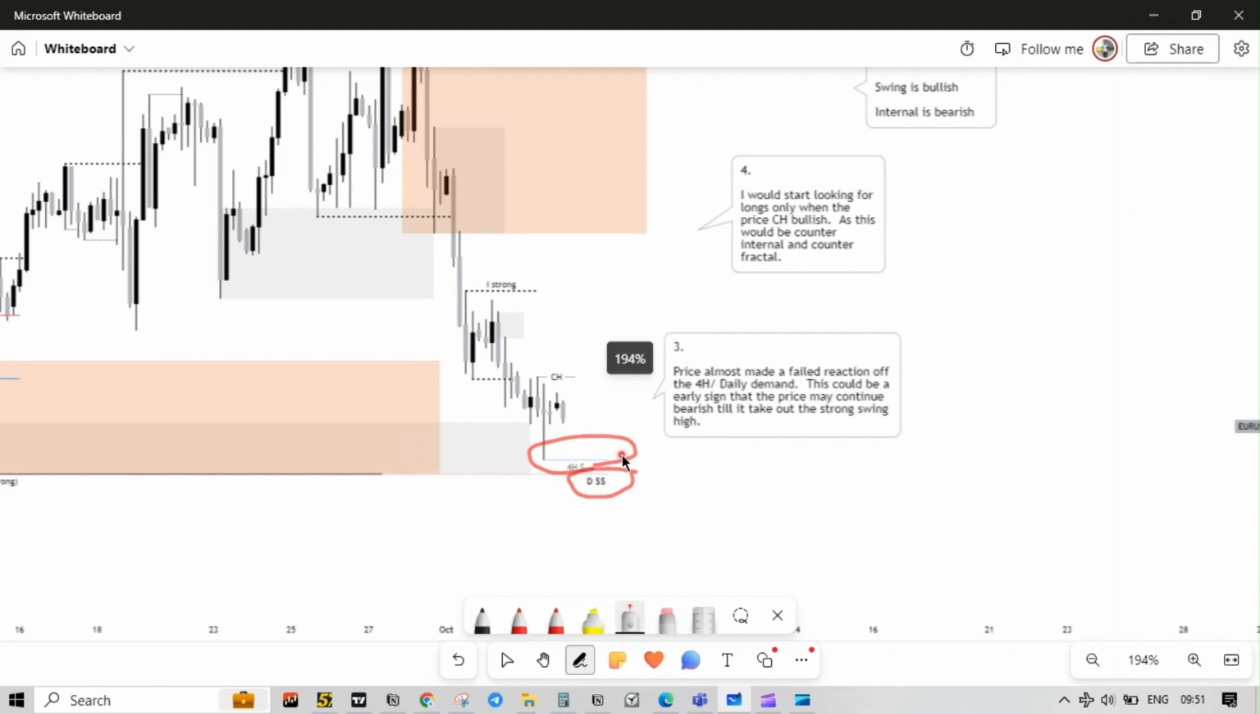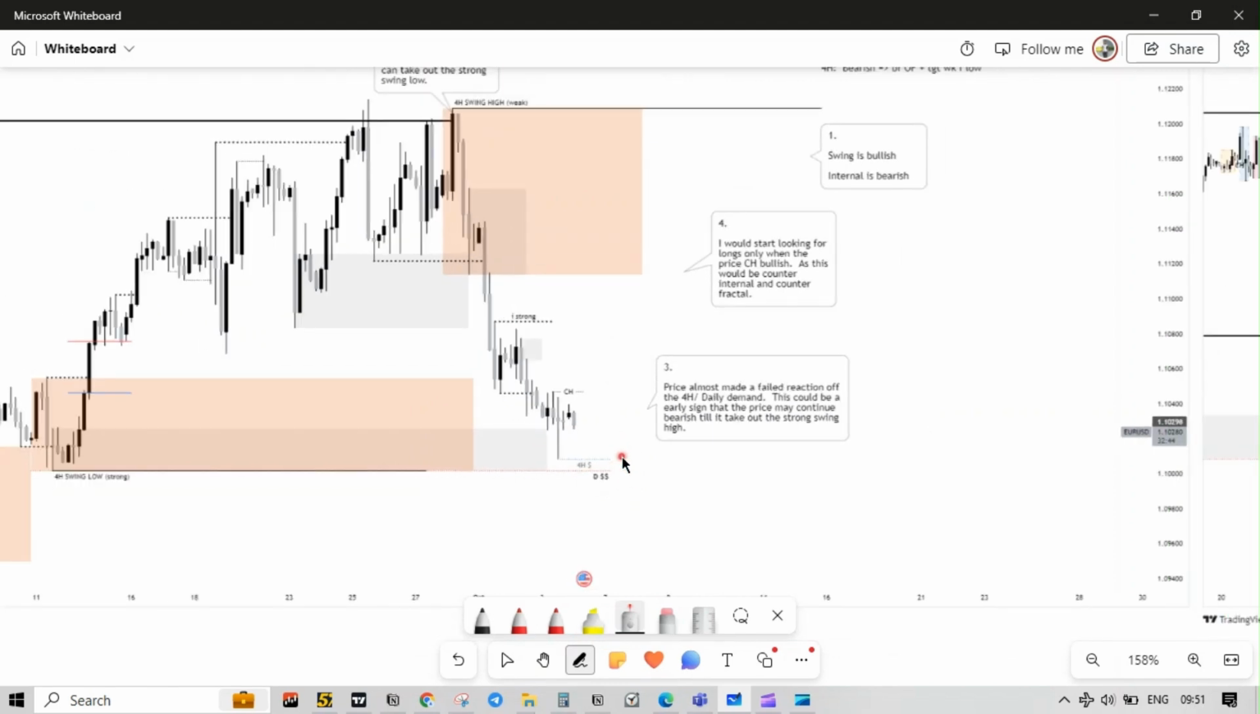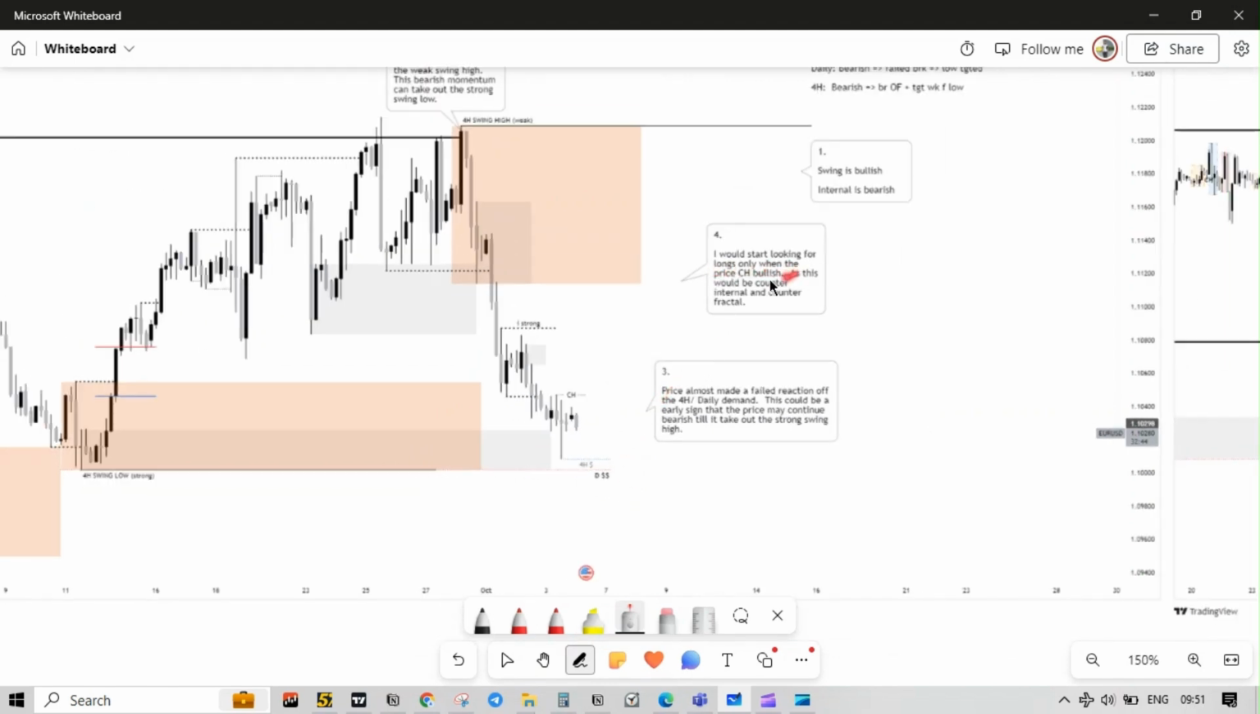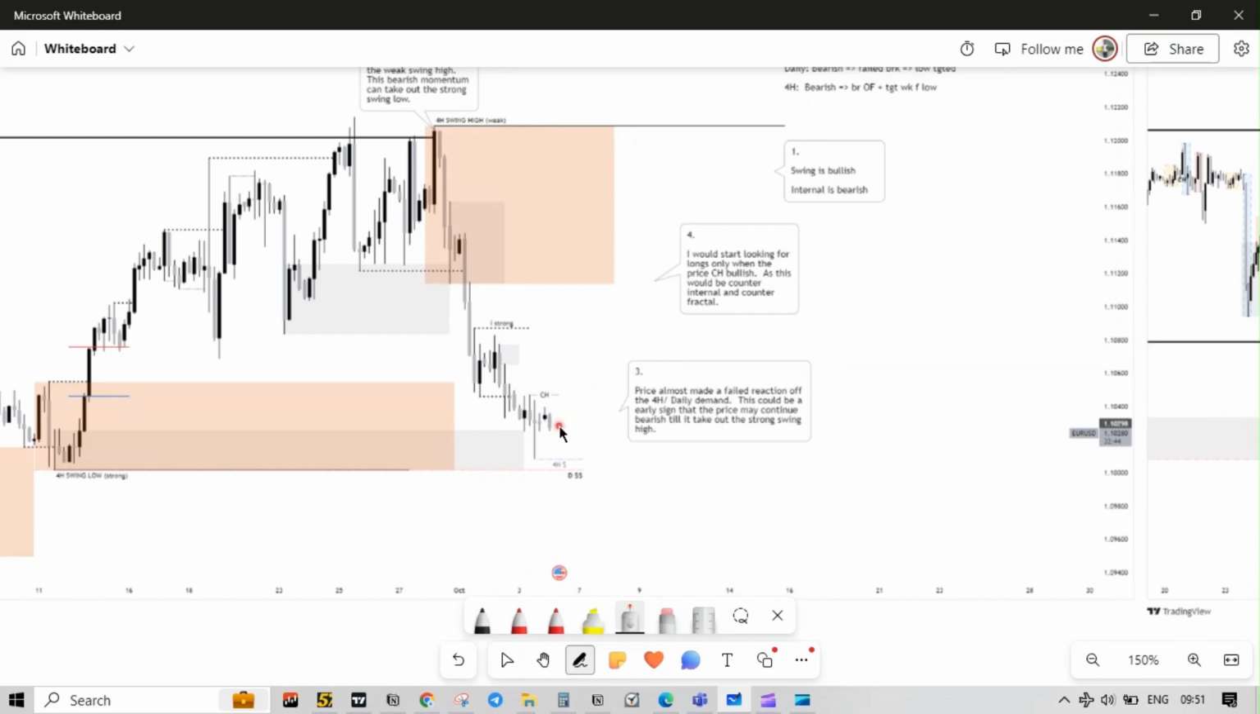So both are bearish. So for longs, I would start looking for longs only when the price chalk bullish. So this is the chalk bullish area, as this would be the counter internal and counter fractal. So if I look for longs now without chalk bullish, I will be trading counter internal and counter fractal in the 4-hour time frame, which I don't want to trade. So for longs, I need to look for a chalk bullish, and for shorts, I can look for some kind of a bearish sweep zone or continuation of the bearish order flow and then target the 4-hour sell side liquidity as well as the daily sell side liquidity.